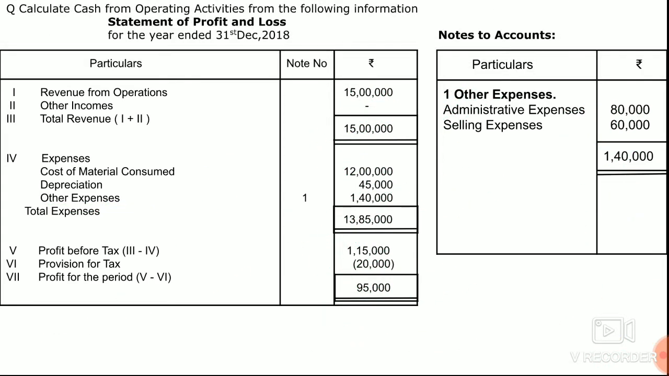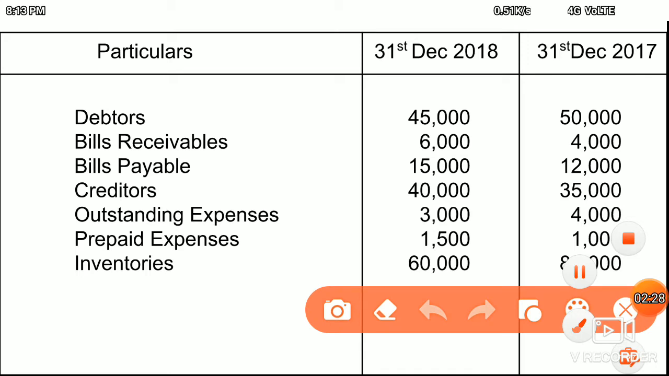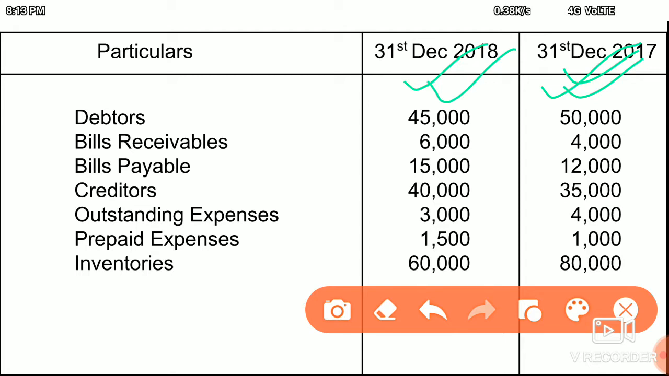In this question they have also provided us some additional information, so let us see it. In this additional information, we can see there are two dates: 31st December 2018, which is the current year's ending, and 31st December 2017, which is the previous year's ending. This column will show us the opening values of the various items. The opening values are presented on 31st December 2017, and the closing values for the current year are given on 31st December 2018.